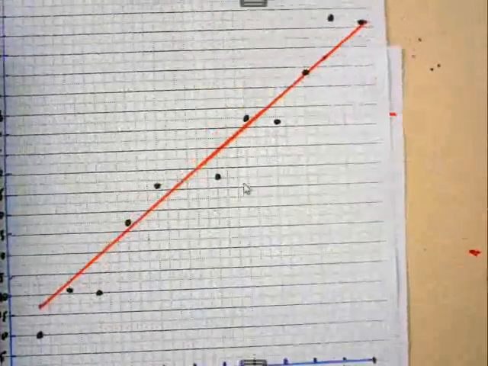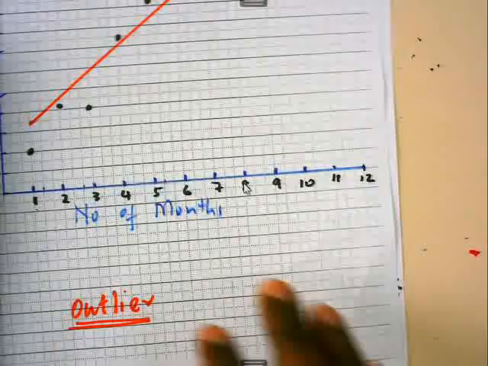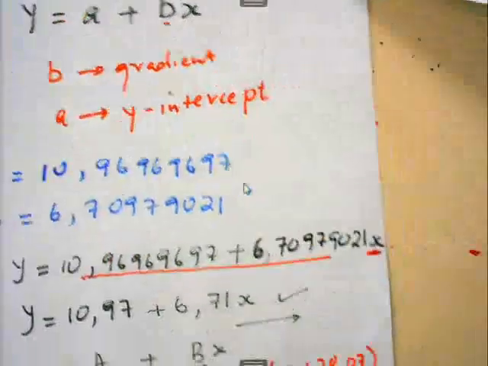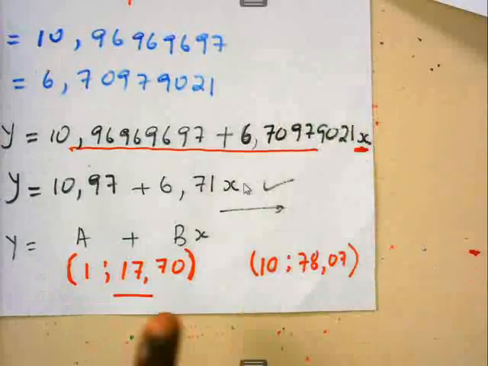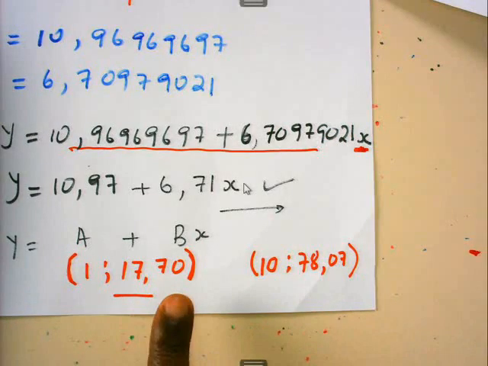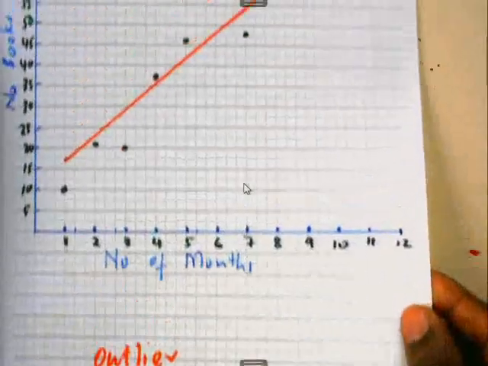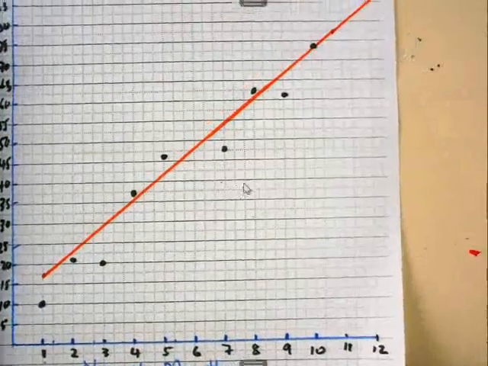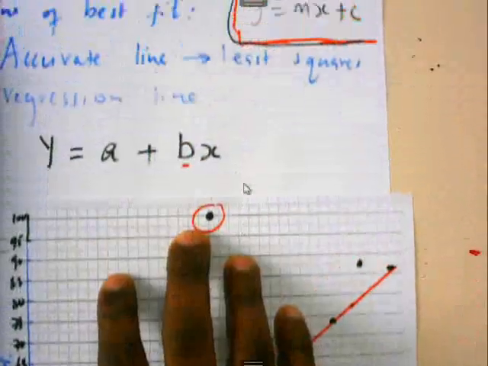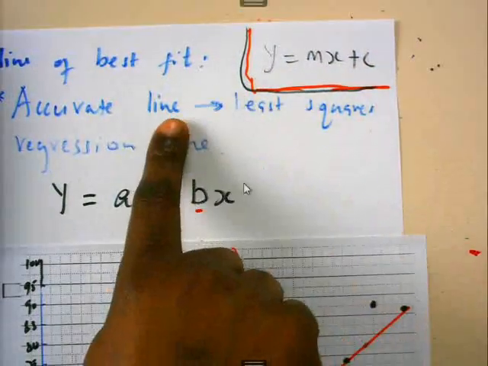You see, it's a very accurate line. We have used the equation that we found from the calculator, and from this equation we have drawn the line of best fit. There becomes our line of best fit. Remember we said, what did we say about this line? We said this line is a very accurate line.